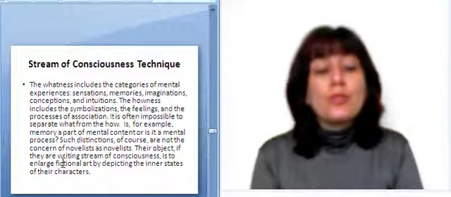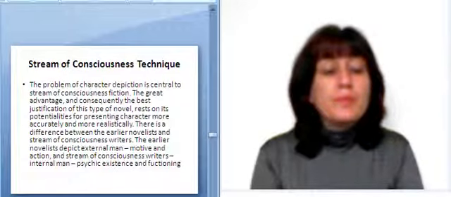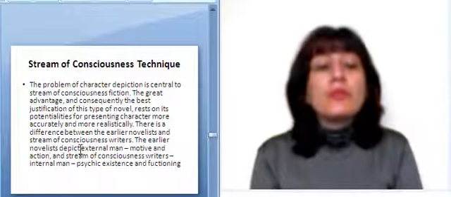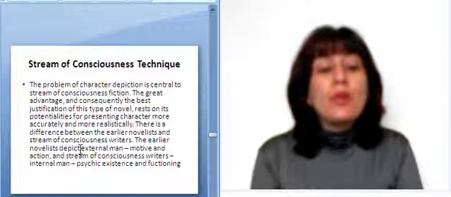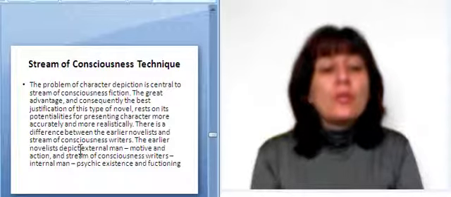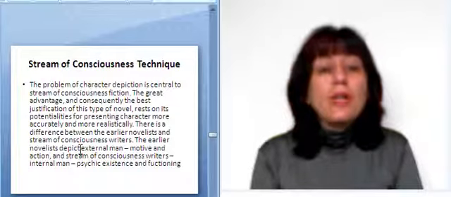The problem of character depiction is central to stream of consciousness fiction. The great advantage, and consequently the best justification of this type of novel, rests on its potentialities for presenting character more accurately and more realistically. There is a difference between the earlier novelists and stream of consciousness writers. The earlier novelists depict external men, their motives and action in the novel, and stream of consciousness writers depict internal men, their psychic existence and functioning in the novel.